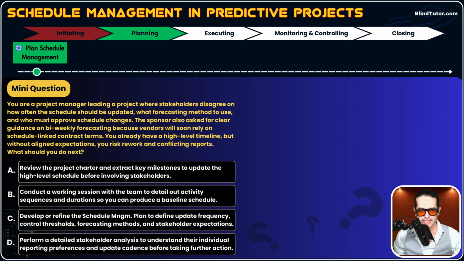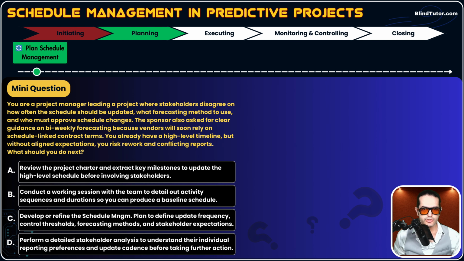You are a project manager leading a project where stakeholders disagree on how often the schedule should be updated, what forecasting method to use, and who must approve schedule changes. The sponsor also asked for clear guidance on bi-weekly forecasting because vendors will soon rely on schedule-linked contract terms. You already have a high-level timeline, but without aligned expectations, you risk rework and conflicting reports. What should you do next?